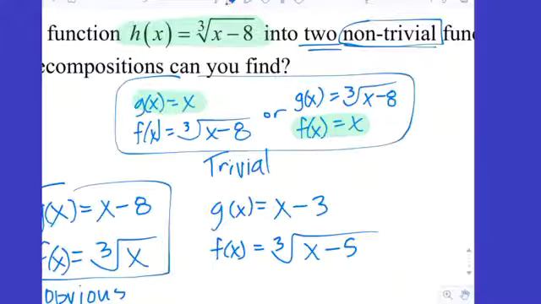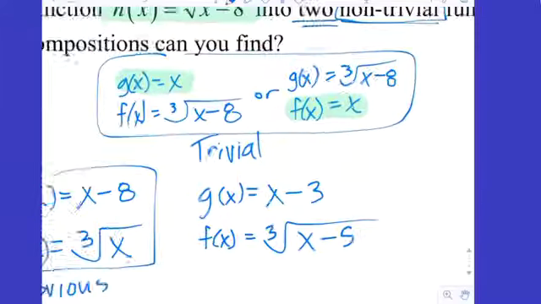Now you're going to take this little x down here, replace it with x minus 3, and you get x minus 3 minus 5. What's minus 3 minus 5? Minus 8. Oh man, that opened up a whole new category for us of non-trivial ones.